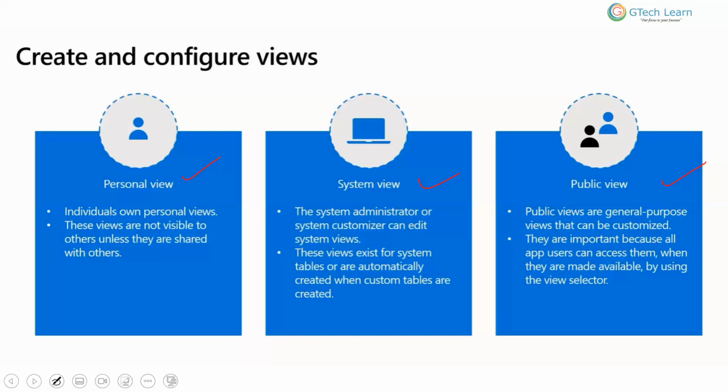The third type of view is the public view. Public views are basically custom views created for all the persons I have in the organization. So let's suppose I'm creating a view where I only see the data in my leads entity about those leads who have completed the third stage of my business process flow.